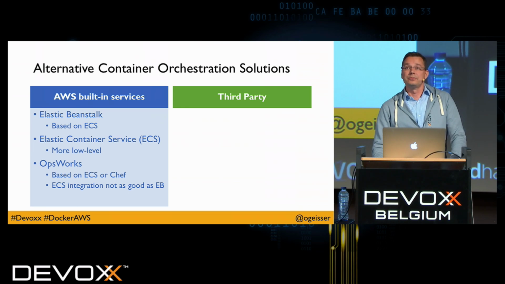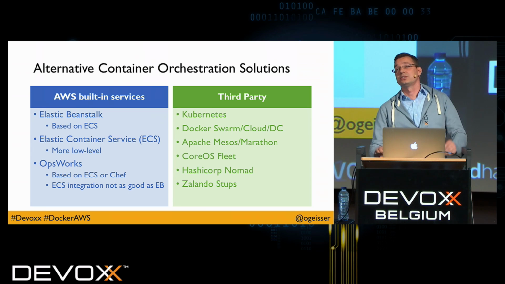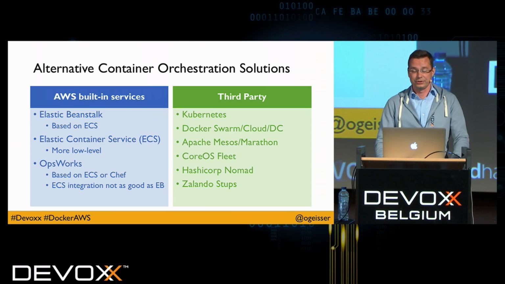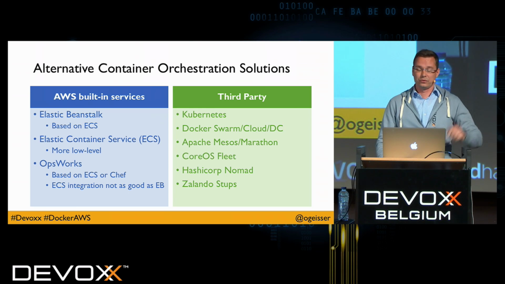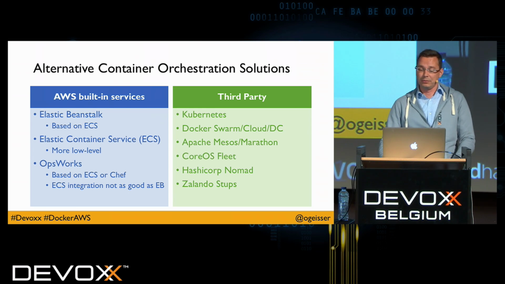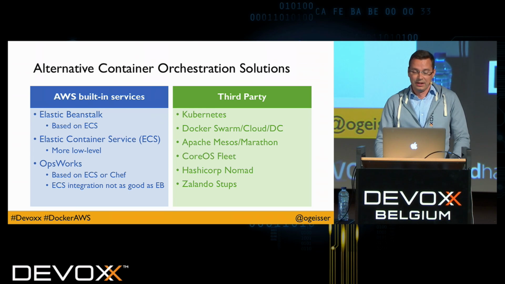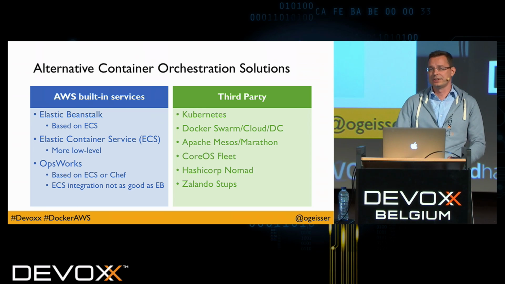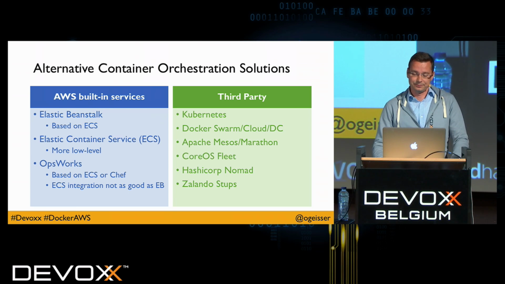And then, of course, you have the possibility to use third-party software, not built in. And then there are a lot of different solutions on the market. You have Kubernetes. This is from the Google guys. You can find one of the advocates on the floor below. You have Docker as a company itself with Swarm or Docker Cloud or Docker Data Center. You have the Apache project, Mesos Marathon, you have of course Fleet, you have HashiCorp Nomad, you have Zalando Stups, not so well known, but also interesting, coming from an operational perspective.